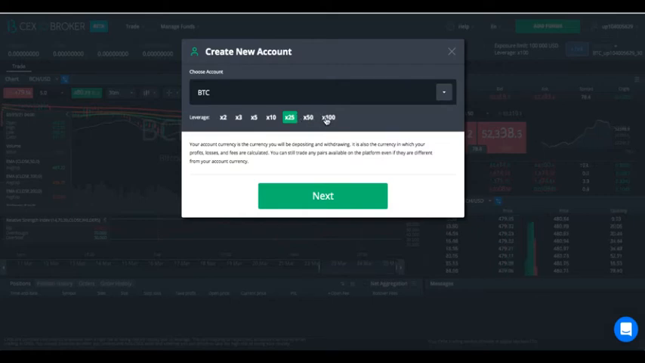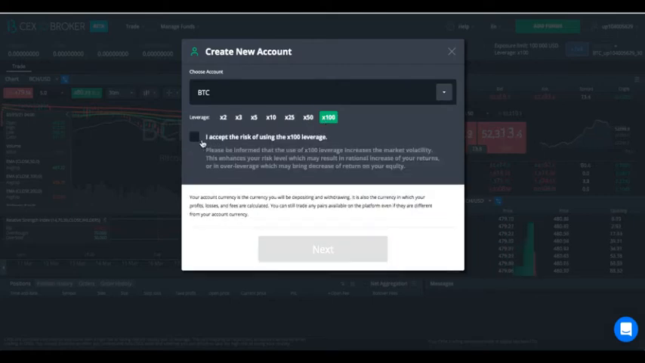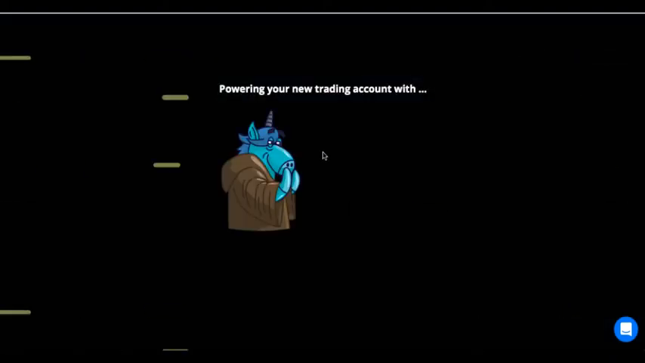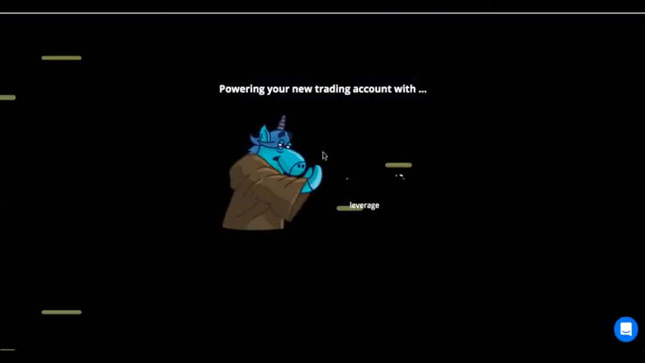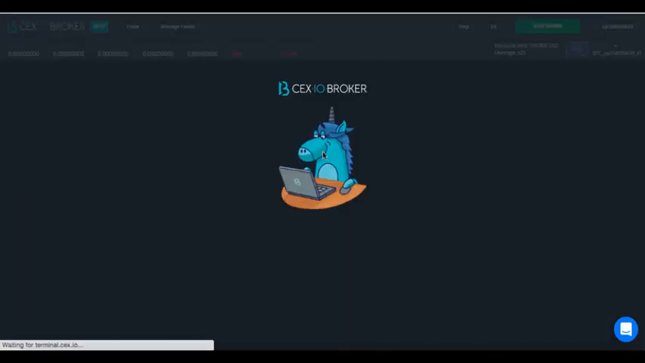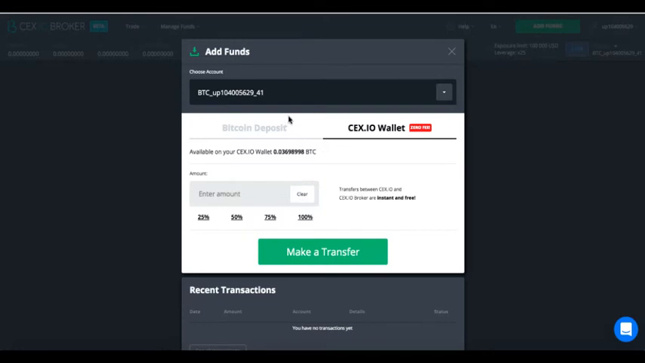You know what, no, let me go with 100x leverage. Okay, and you notice they're saying I accept the risk, because it's very risky. You know what, let's go ahead with 25. Okay, so I'm going to click next, and they're going to create my account with 25x leverage. Okay, now they're going to ask you to add funds.